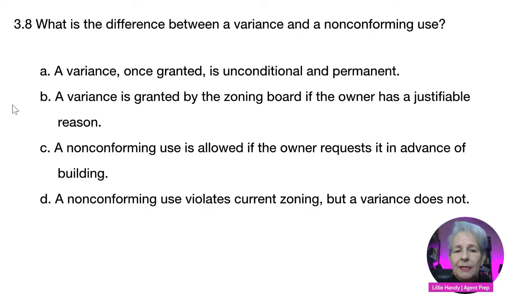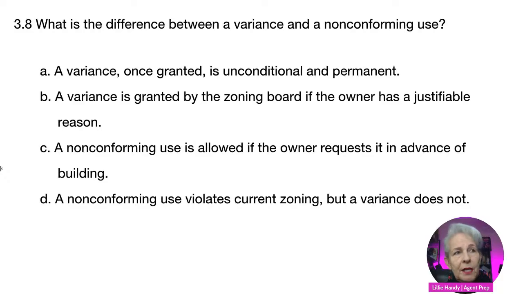B, a variance is granted by the zoning board if the owner has a justifiable reason. C, a non-conforming use is allowed if the owner requests it in advance of building. Or D, a non-conforming use violates current zoning but a variance does not. Okay, so what's the difference between a variance and non-conforming use?